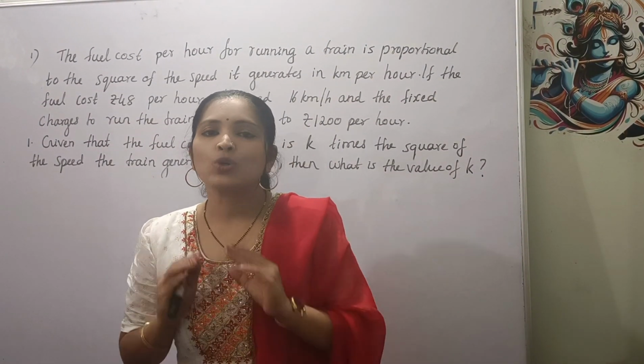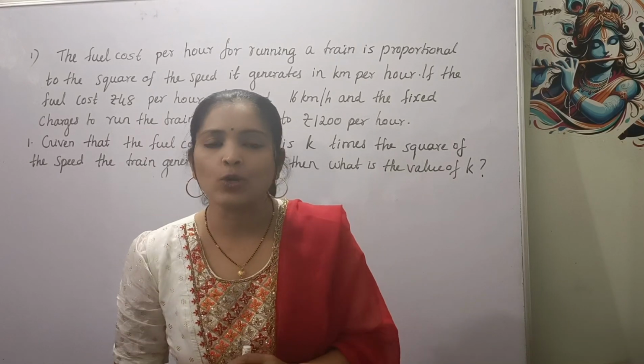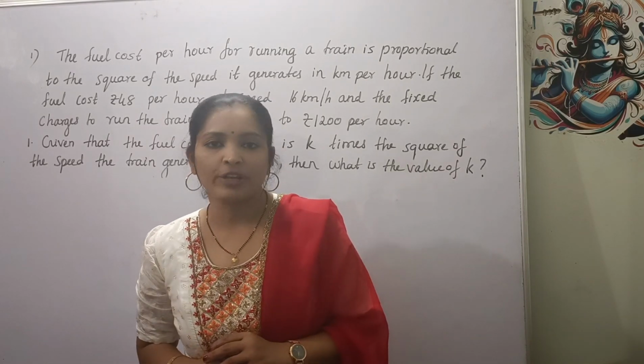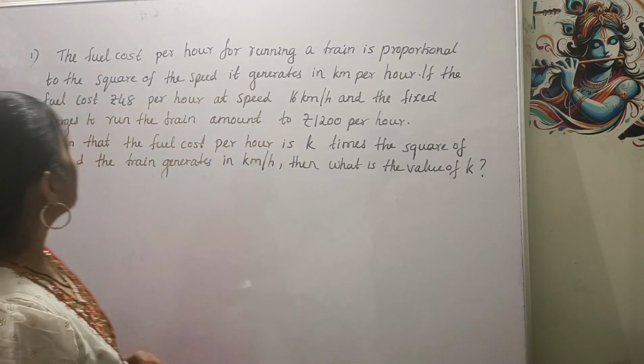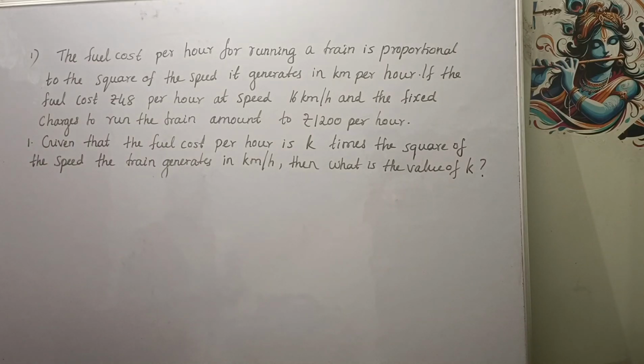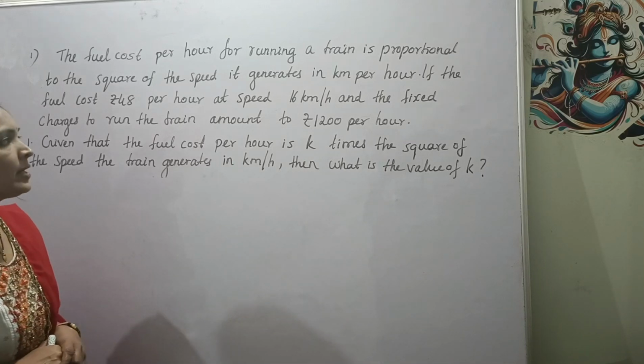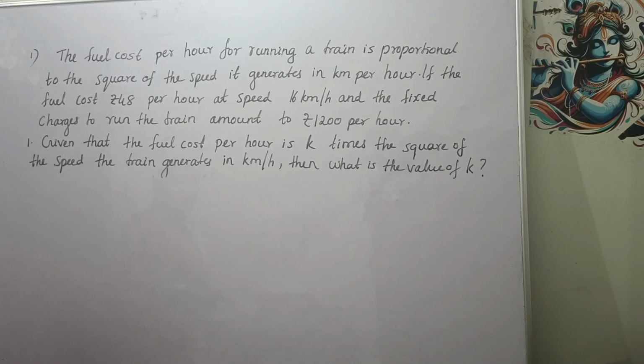In this video, let's go through some important case study questions based on applications of derivatives. First question: the fuel cost per hour for running a train is proportional to the square of the speed it generates in kilometer per hour. If the fuel cost is rupees 48 per hour at the speed of 16 kilometer per hour, and the fixed charges to run the train amount to rupees 1200 per hour. Based on this information, questions.